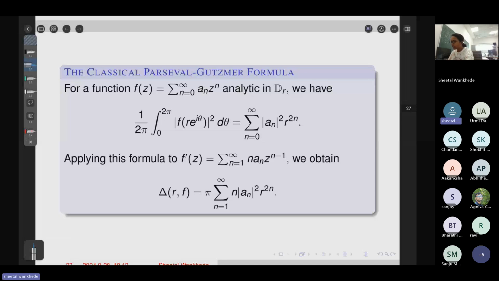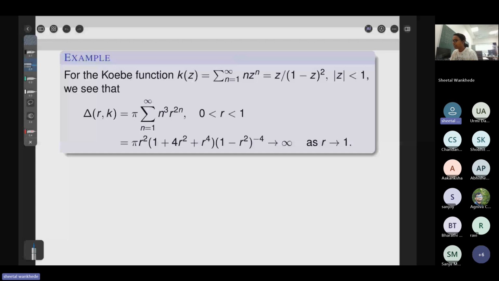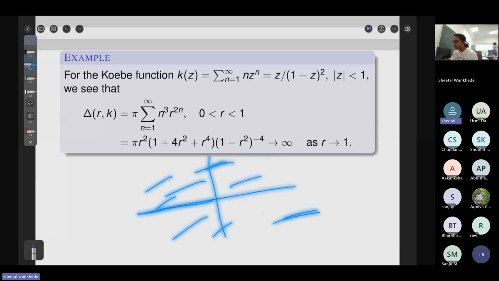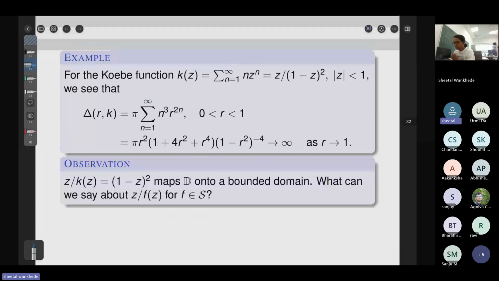Okay, so next we see an example of this. We choose the Koebe function. For the Koebe function, we have this Taylor series expansion. So here our a_n is n, and we just put this a_n into this area theorem, and solving this series, we get this. Here, as r tends to 1, we see this area goes to infinity. And we already know the Koebe function maps the unit disk onto the whole complex plane minus this slit only. So we verify from here.